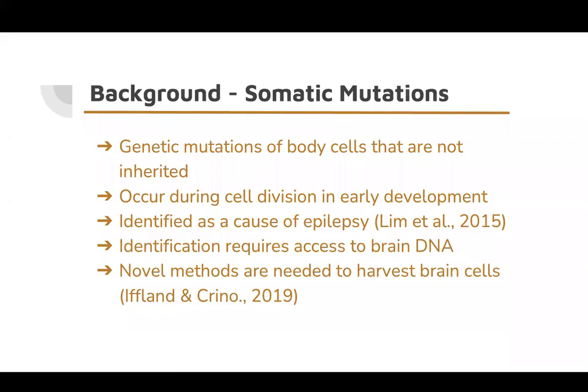Before we move on, it is important to understand what somatic mutations are and what role they play in epilepsy. Essentially, somatic mutations are genetic mutations of body cells that are not inherited, but rather occur during cell division in early development before birth. These mutations are significant because they have been identified as a cause of epilepsy. A current obstacle to somatic mutation identification is the access to brain DNA, which is why novel methods are required to harvest brain cells.